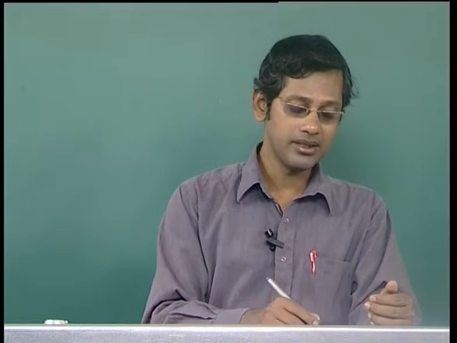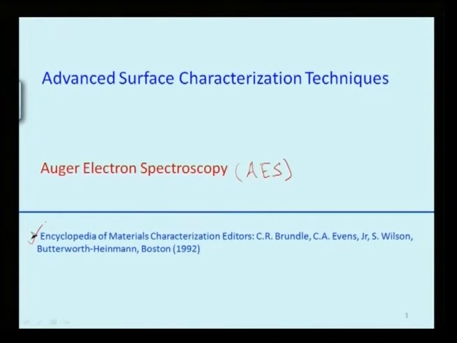In Auger spectroscopy, the materials I am going to use here are taken from different sources, but most notably this book is the source of the material for all the spectroscopic techniques: the Encyclopedia of Materials Characterization, edited by Brundle, Evans, Wilson, published by Butterworth-Heinemann, Boston in 1992.